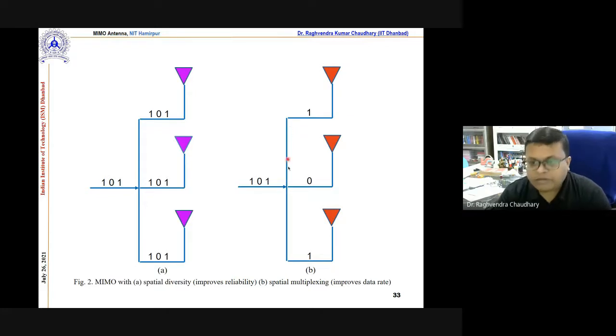Okay, but here there is a problem again. What we can do at the receiving side is increase the number of elements, and in this way we may improve the probability of receiving the signal. Correct. So that is why this MIMO is very useful.